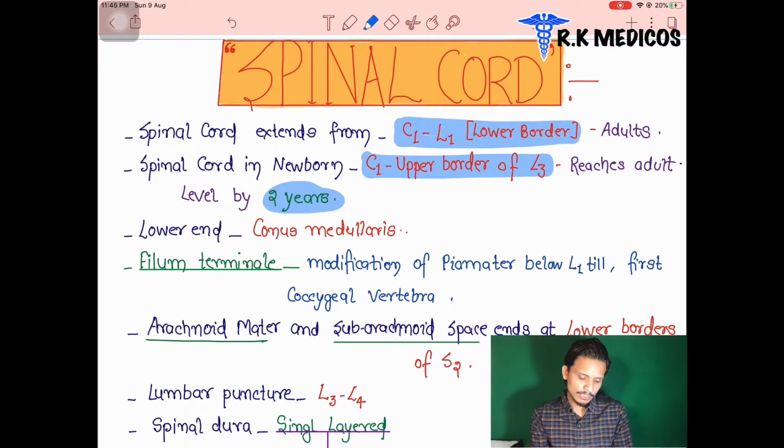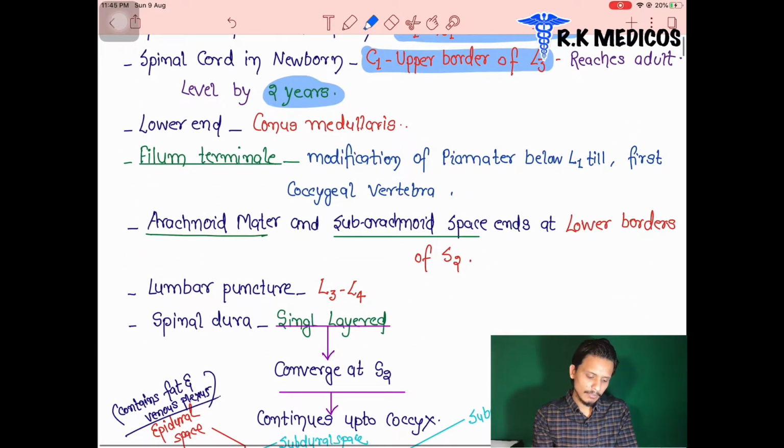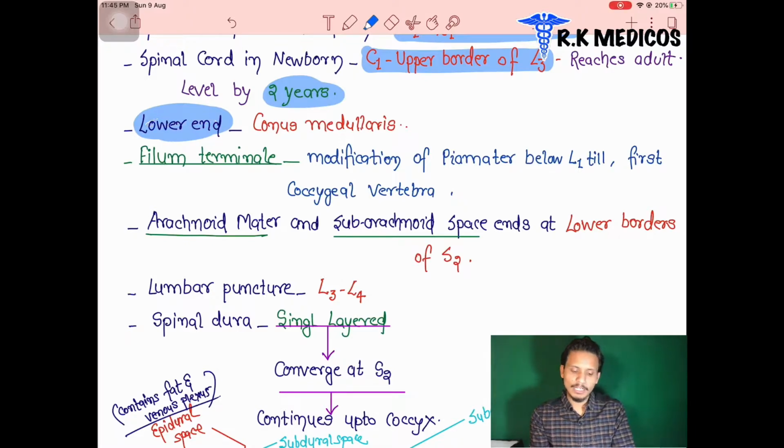Now we are going to see what the conus medullaris is. It is the lower end of the spinal cord. The lower end of the spinal cord is called the conus medullaris. It looks like a cone, with an appearance like this. That is called the conus medullaris.